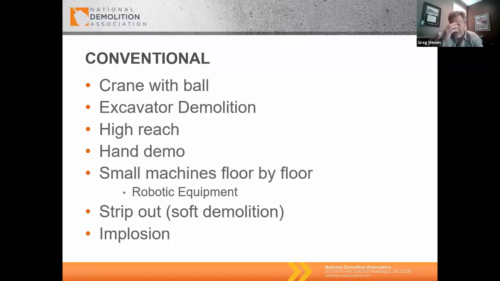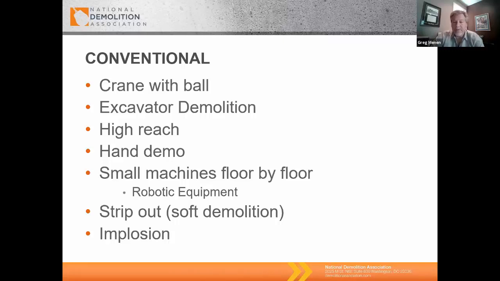So what we're trying to do is introduce the idea that there are new tools out there, and that sometimes a financial input into those tools and those items in the long run over a period of time will increase your production and increase the volume of your business and have a very strong return. So when we go to this, the first thing we put on here is a crane with a ball.